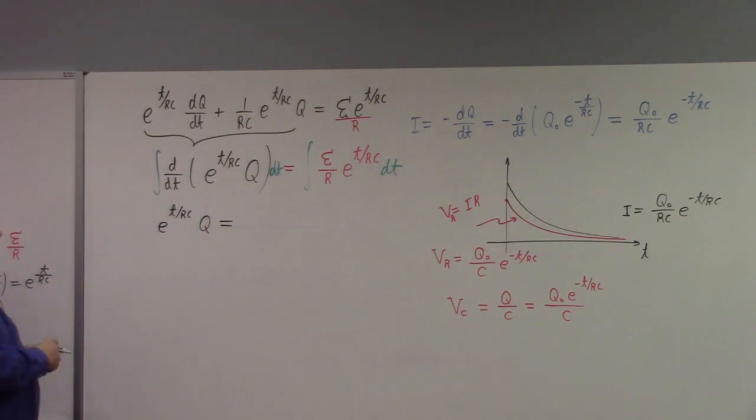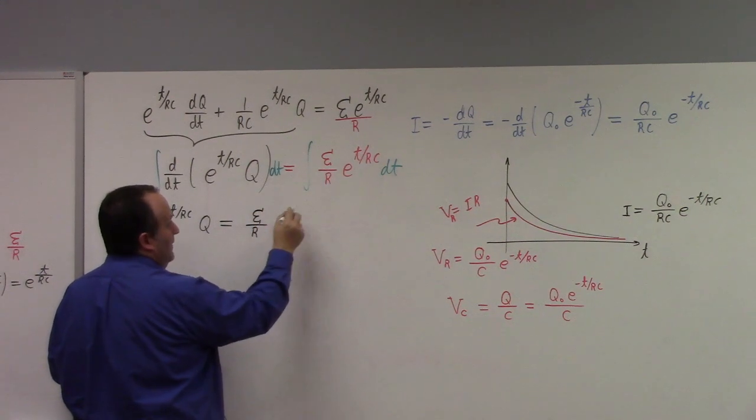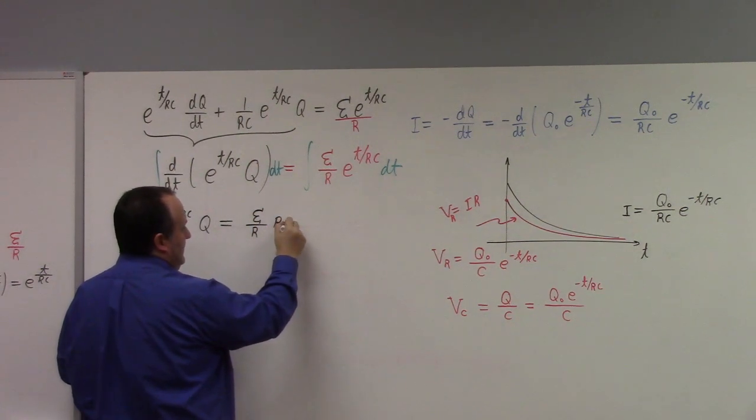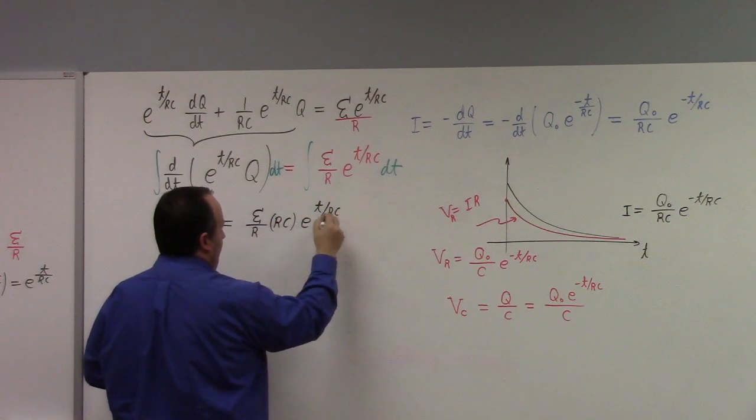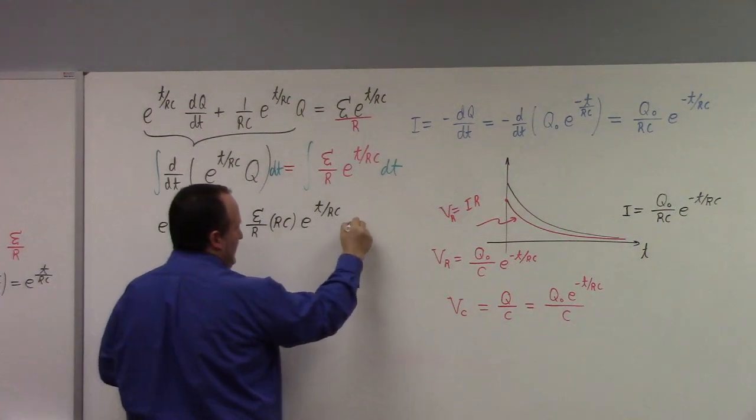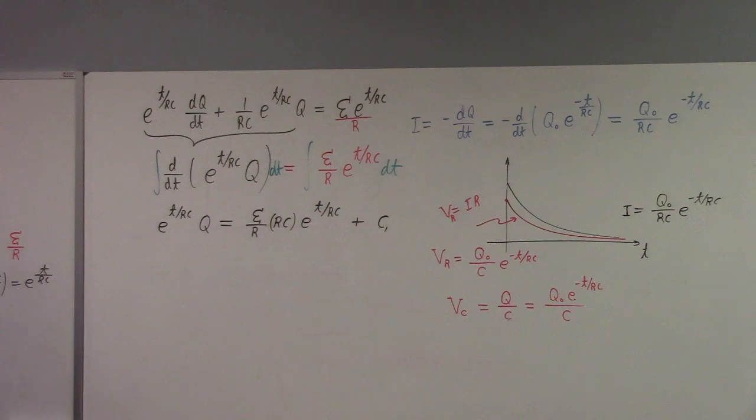And then you got to integrate. How do you integrate e to the t over RC? What do you do? We multiply by RC, right? And then plus a constant. I'll call it C1. I've decided not to try to build the initial conditions in the integration step this time. I'm just going to fit it.